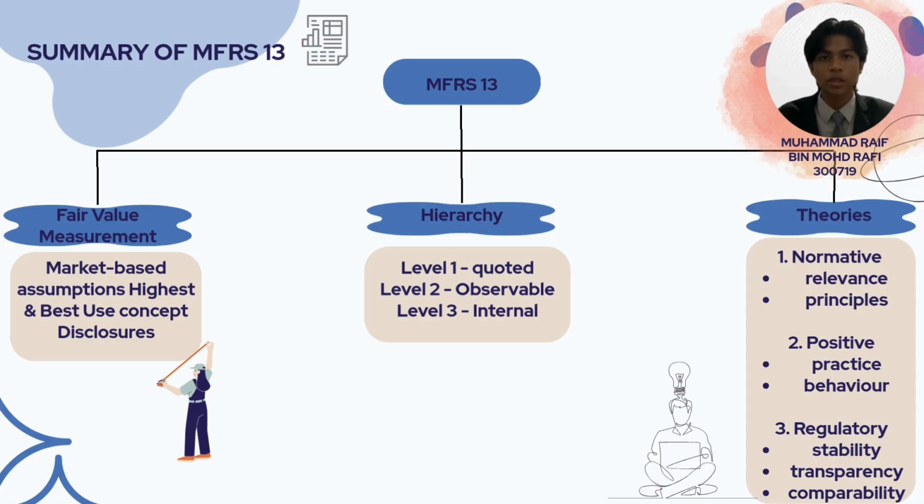MFRS 13 also introduced a 3-level hierarchy of inputs. First, level 1 uses quoted market prices, which is the most reliable. Level 2 uses observable inputs like market data, and level 3 relies on internal estimates when no market data exists. So the standard requires clear disclosure on valuation techniques and hierarchy levels so users can understand how reliable the measurements are. Next, I will explain about the theories.